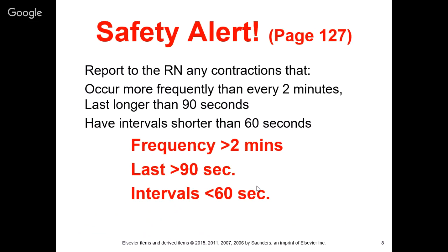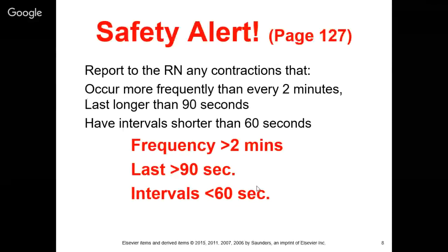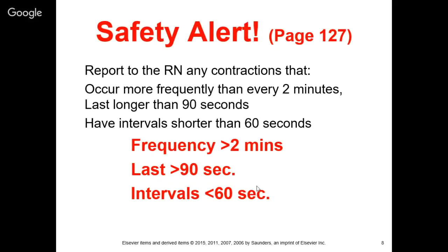So this is a safety alert. Report to the RN any contractions that occur more frequently than every 2 minutes. So one to the next, 2 minutes is too soon. Lasts longer than 90 seconds, that duration, because that's a really long time to be contracting and not allowing perfusion or oxygenation. Have intervals shorter than 60 seconds, so that rest period is too short. So all of these things are red flags because the baby's not going to get enough oxygen.